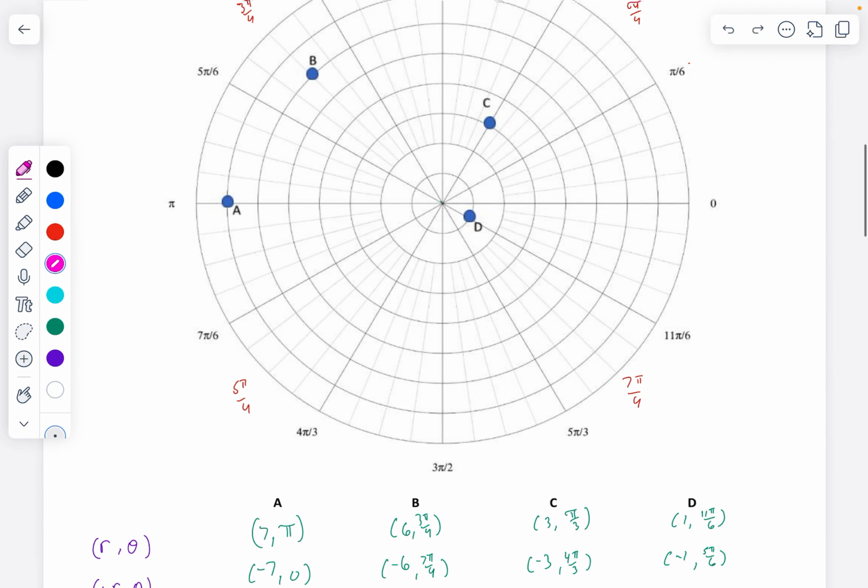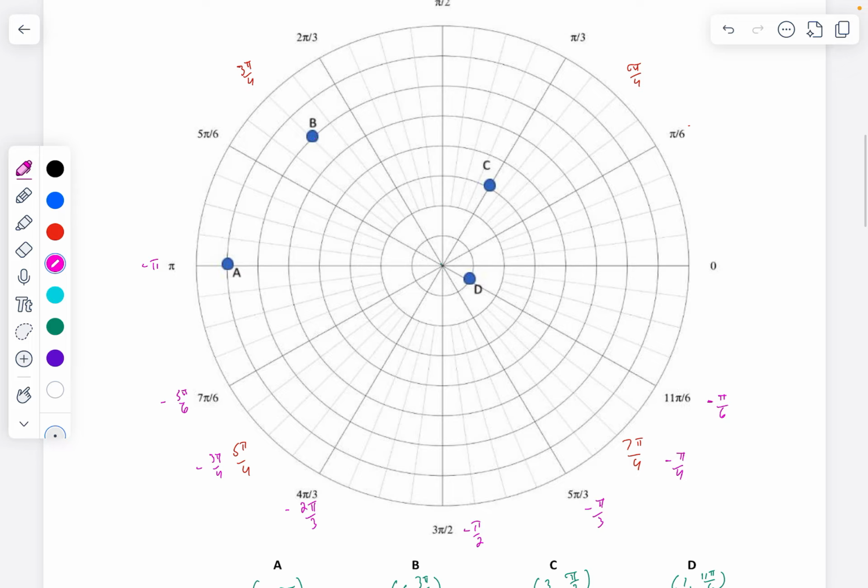So we could say this is 0. This could be negative pi over 6. This would be negative pi over 4. Negative pi over 3. Negative pi over 2. Negative 2 pi over 3. Negative 3 pi over 4. Negative 5 pi over 6. Negative pi. Negative 7 pi over 6.